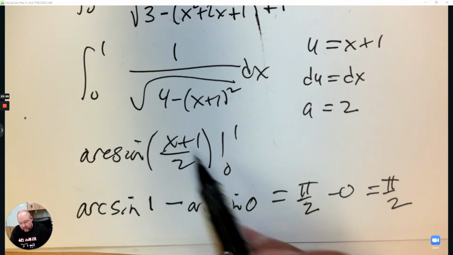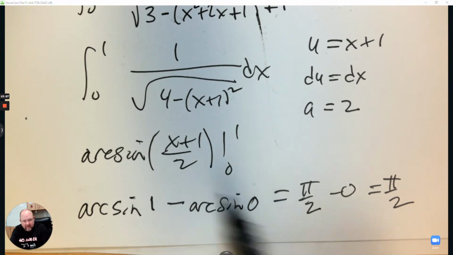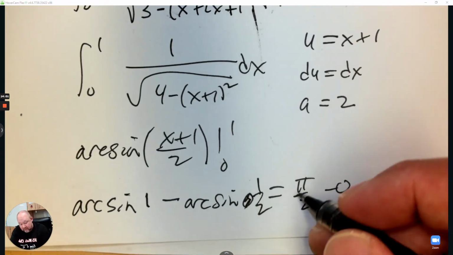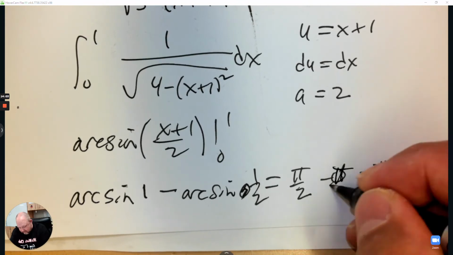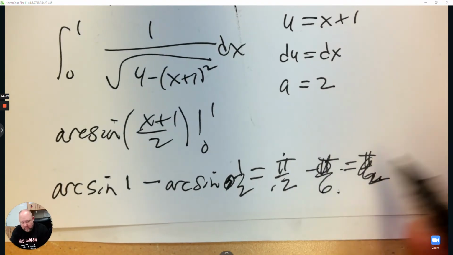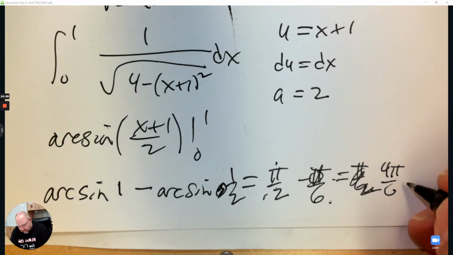Oh, I did this wrong. 0 plus 1 is 1, and this is actually 1/2. So what angle gives you 1/2 is pi over 6. And then you want to make it simple. It's 6 take away 2, which is 4 pi over 6, which is 2 pi over 3.